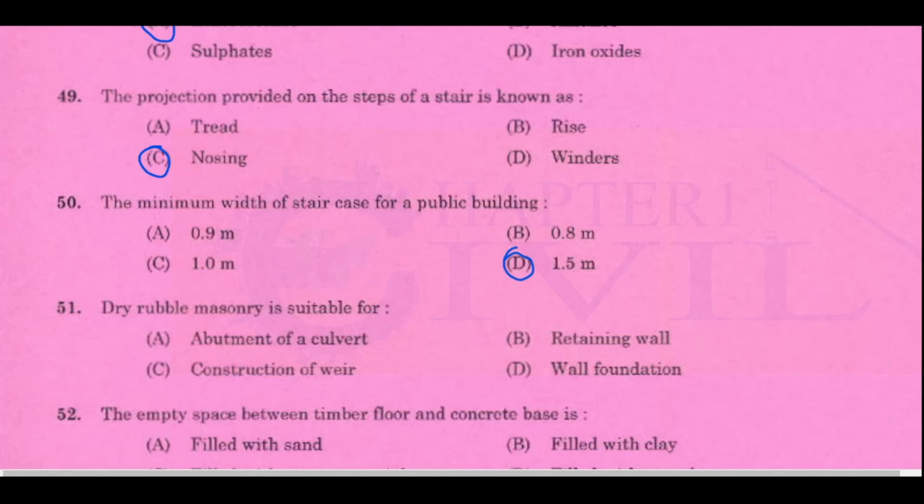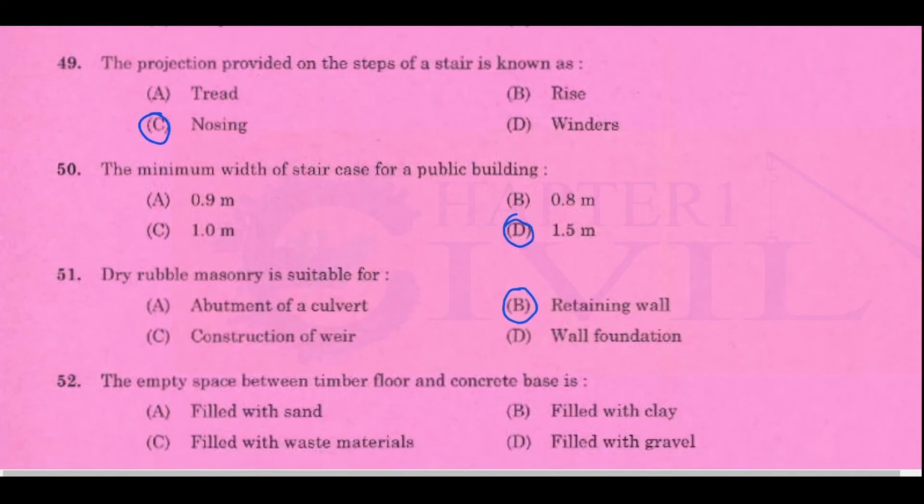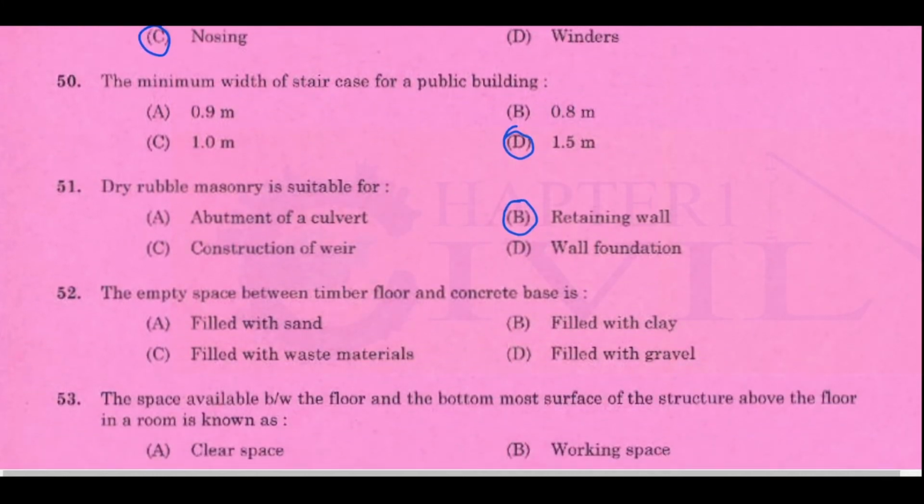Question number 51. Dry rubble masonry is suitable for abutment of a culvert, retaining wall, construction of weir, wall foundation. Dry rubble masonry is suitable for retaining wall. Question number 52. The empty space between timber floor and concrete base is filled with sand, filled with clay, filled with waste materials, filled with gravel. It is better to fill it with sand. Empty space between timber floor and concrete base is filled with sand.